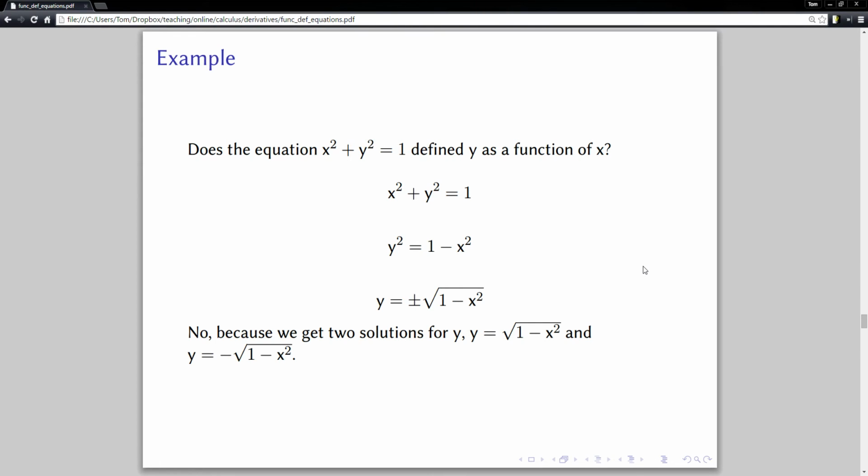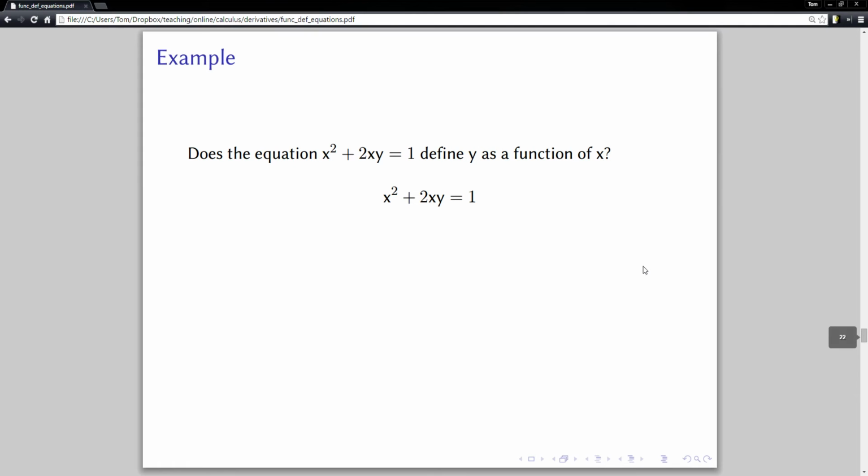All right, let's take a look at another example of this. Does the equation x squared plus 2xy equals 1 define y as a function of x? So we're going to take the same approach. We're going to try and solve for y. We would subtract x squared from both sides to get all the y terms on the left side, and over here there are no y's. And then all we would have to do to solve for y is divide both sides by 2x. And so here we get this nice, neat solution for y.